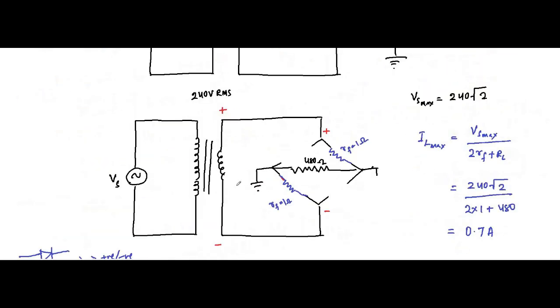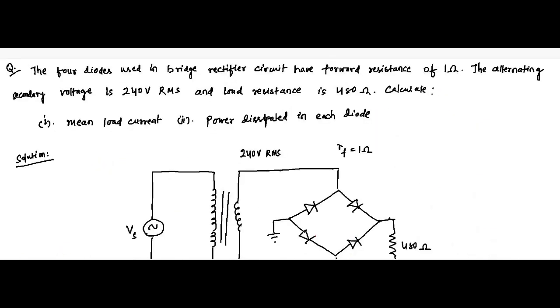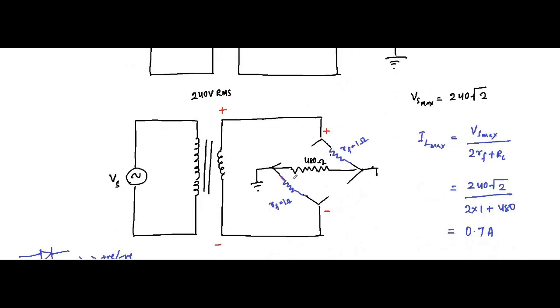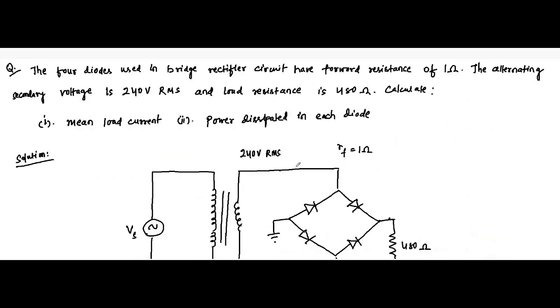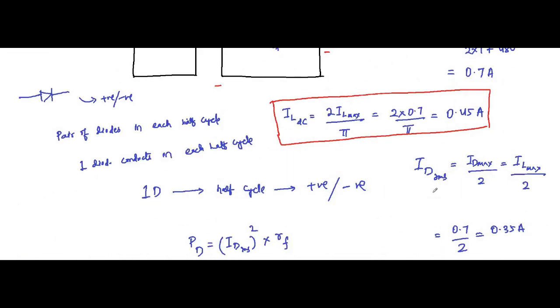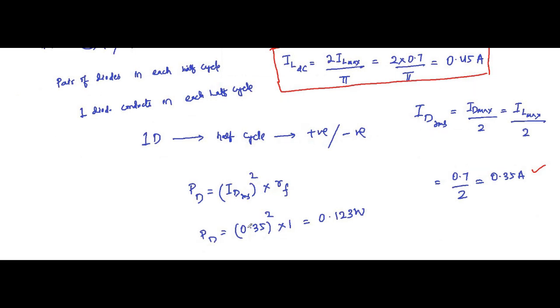So here, for this bridge type rectifier circuit, we have been asked to find the mean load current, which we determined here, that is the DC value of load current. That is the same: mean value, DC value, average value, it is the same. Then we have to determine the power dissipated. For that we determine the RMS value of the diode current, and then we determine the power dissipated in the diode.